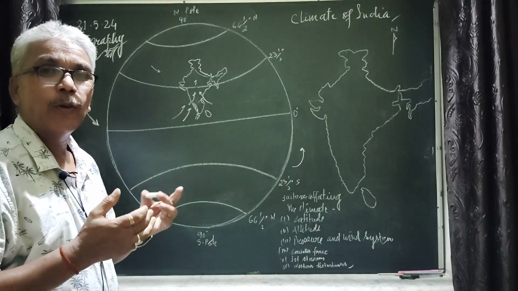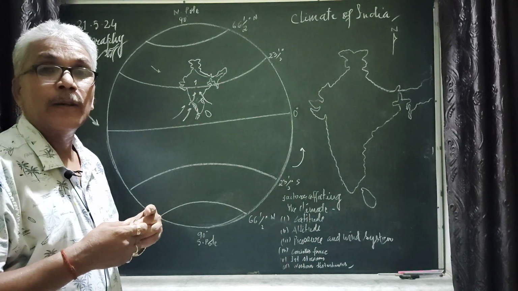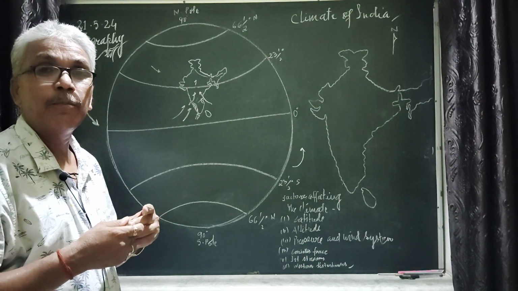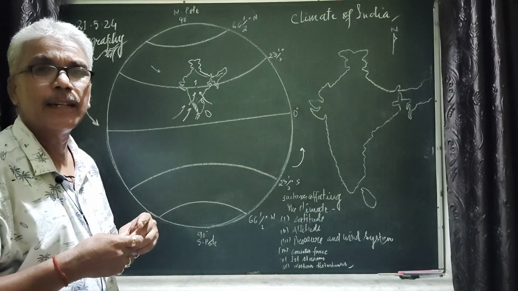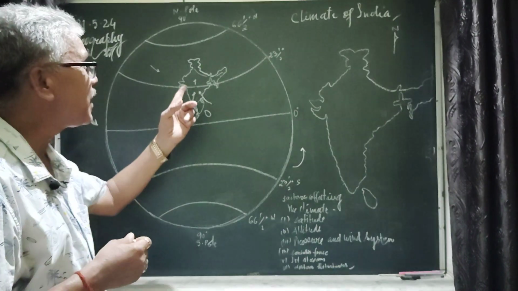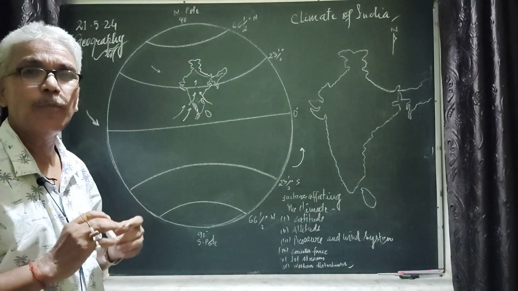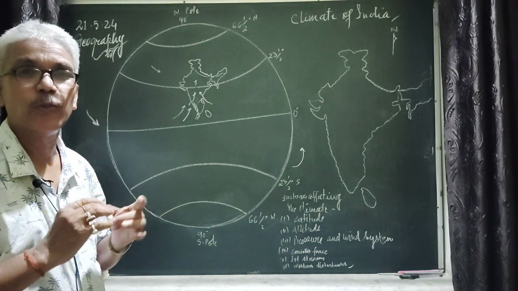An example of climate is monsoon, and examples of weather are windy weather, cloudy weather, rainy weather. These are the examples of weather. India experiences monsoon type of climate. First of all, try to understand what is monsoon.